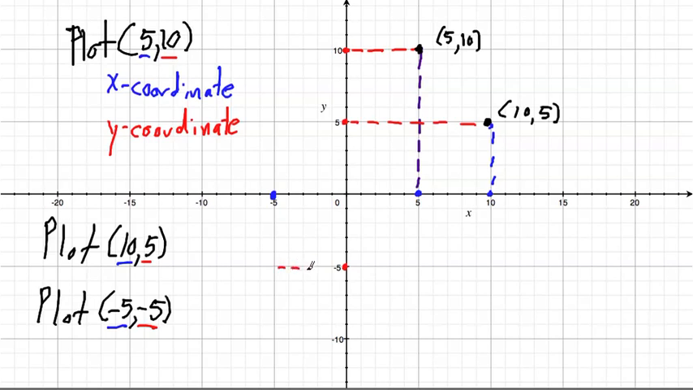Now, since our x-coordinate is to the left of the origin, we'll draw a line coming from -5 on the y-axis going to the left. And since our y-coordinate is below the origin, we will start from -5 on the x-axis and go down to find our point. And we connect those lines, and they hit each other right here, and that will be our point -5, -5. Alright, great.